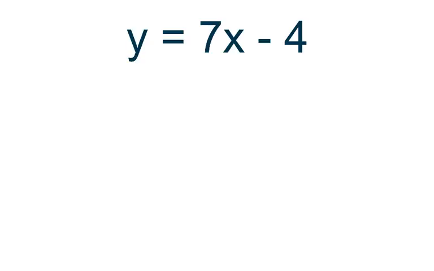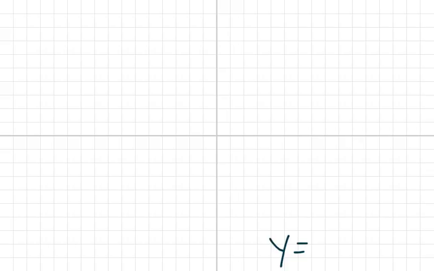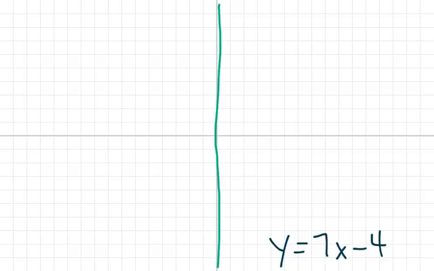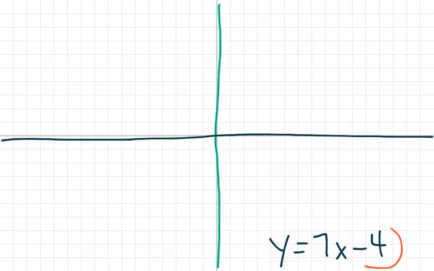Again, this one is already set up in y equals mx plus b. If I wasn't set up in y equals mx plus b, I'm always going to solve for y first because I want to make sure y is by itself, it's isolated. So I have y equals 7x minus 4. So I have my y-axis, and I have my x-axis. My 4 here is negative, so I'm going to go down 4 spaces to represent my y-intercept here.